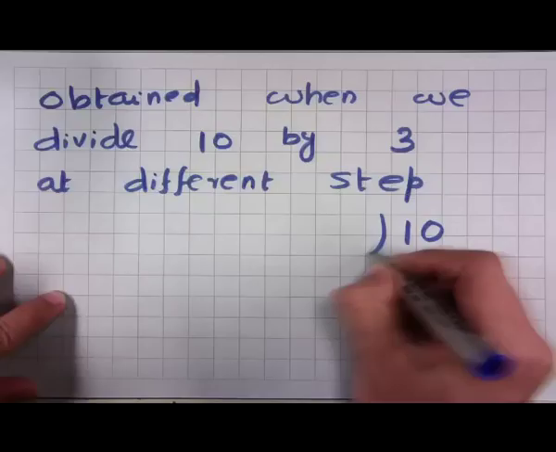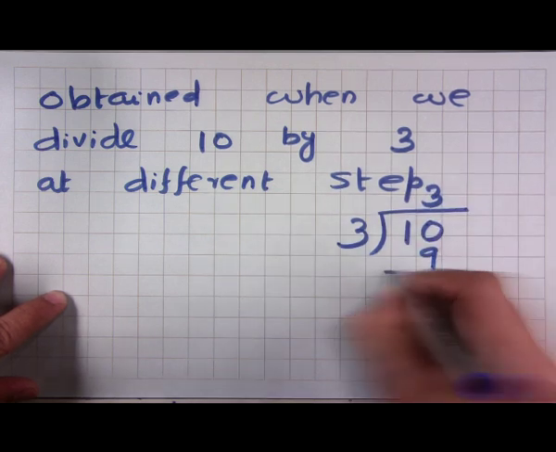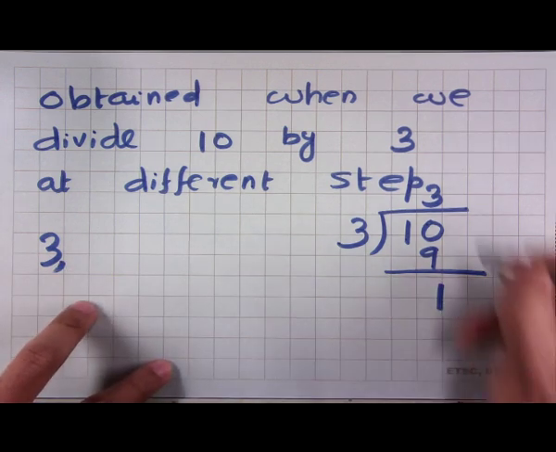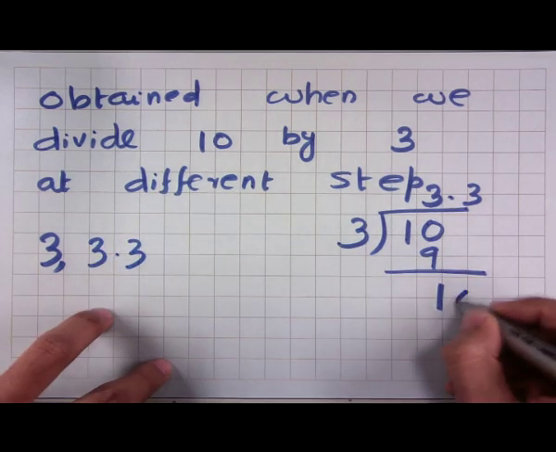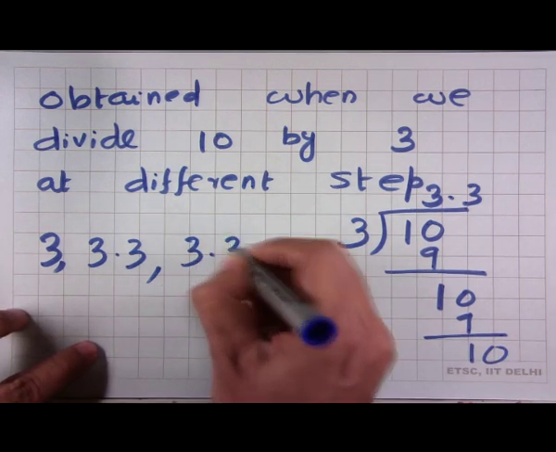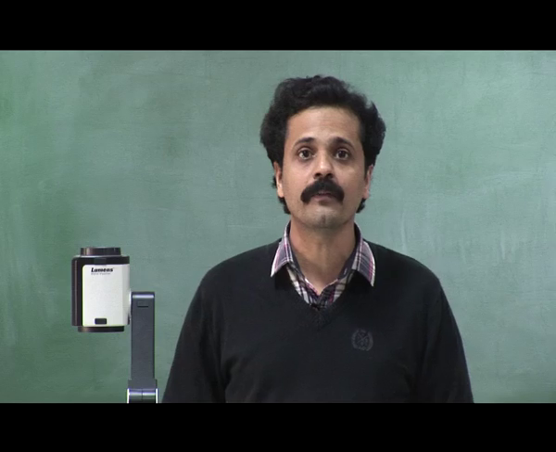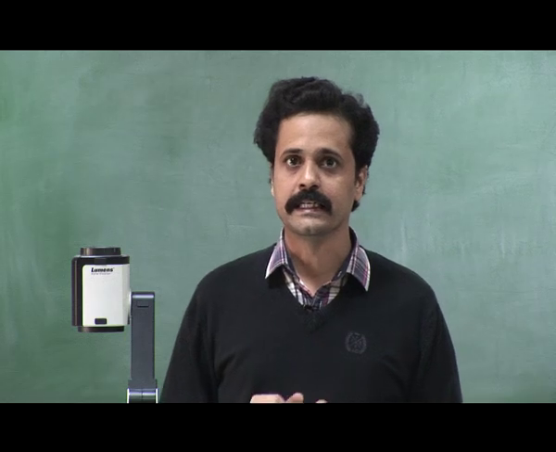So, let us divide 10 by 3. So, 3, continuing, 3.3, 3.33 and so on. This is what I mean by listing successive quotients when we perform the division 10 by 3 stepwise.